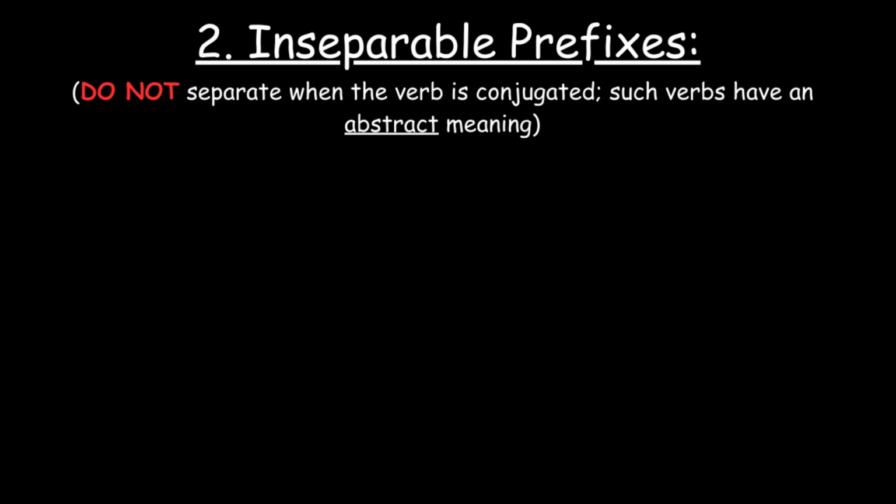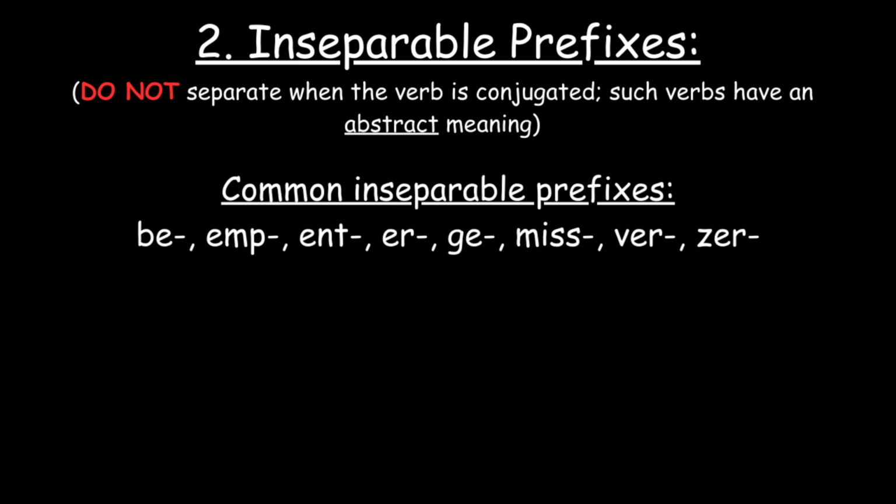Inseparable prefixes don't separate when the verb is conjugated, and often such verbs have an abstract meaning. Common inseparable prefixes are be, imp, int, ge, mis, fer, and zer. When using these verbs in context, they will be conjugated normally, but the prefix will stay attached to the verb.